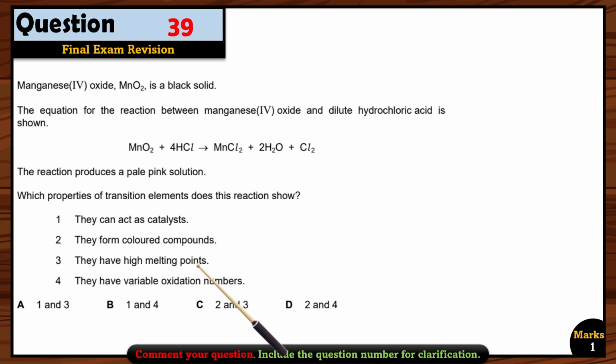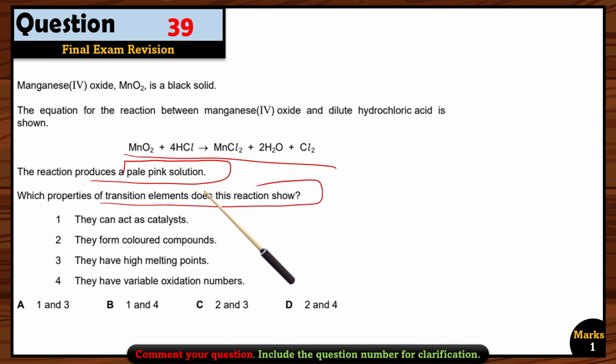Manganese oxide is a black solid. The equation for the reaction is here. The reaction produces a pale pink solution. Which properties of transition metals does this reaction show? So these two are reacting with each other, manganese oxide and HCl. And if you see, before it was manganese oxide, and now it changed to manganese chloride. So it means it's not a catalyst, right? Because the catalyst will remain the same at the end of the reaction. So this one doesn't act as a catalyst.